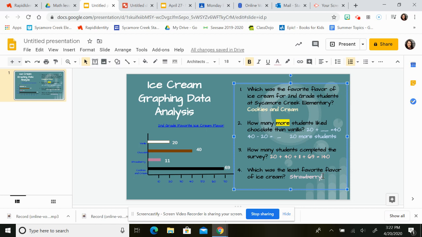So now you have analyzed the data of this graph. This is not something that you're going to be seeing on any assessment or anything. This data is a lot higher than anything else that you're going to see, but it was fun to ask a question to the second graders and get to find out a little bit more about our students at Sycamore Creek. So go ahead and move on to the next slide.